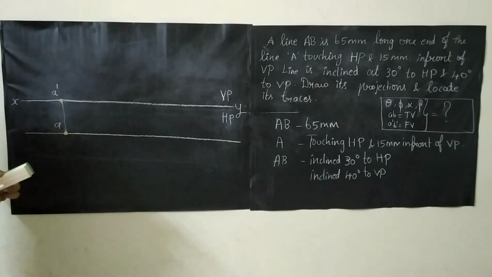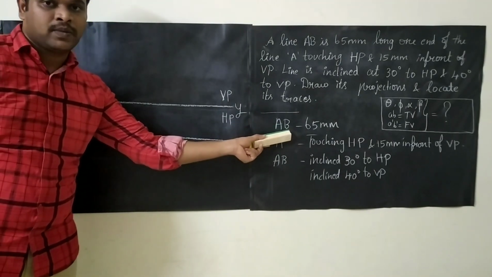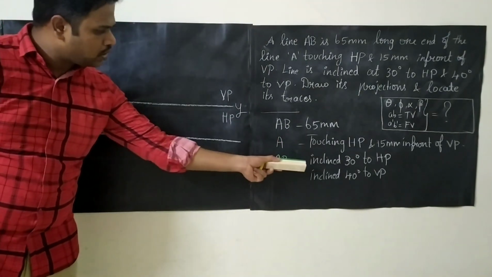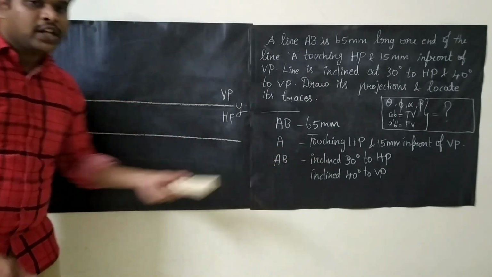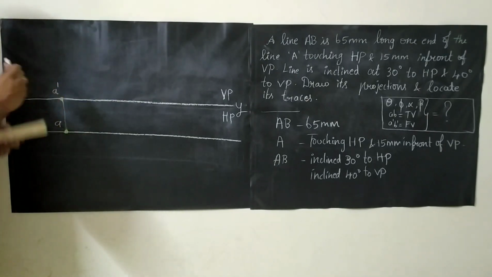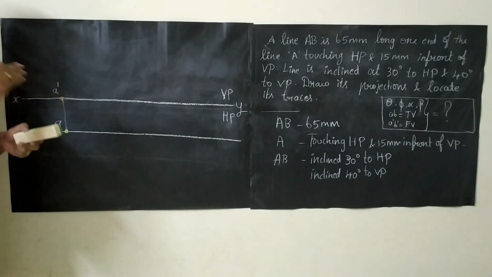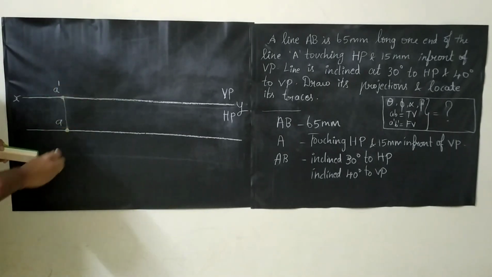The next step is we will be seeing whatever data we are having. We know very well that the true length is 65 mm. So we know the length of the line, and we also know the angle, because they clearly give us that line AB is inclined 30 degrees to HP. 30 degrees to HP means we will be drawing like this. So we will be marking the true length AB at 30 degrees to HP above. 40 degrees to VP means we will be marking below.